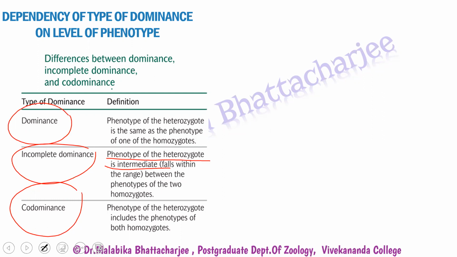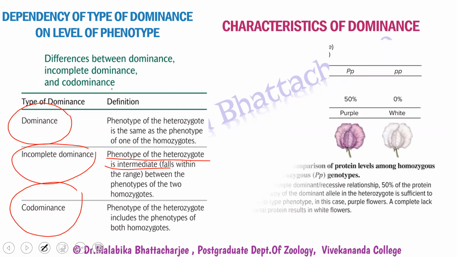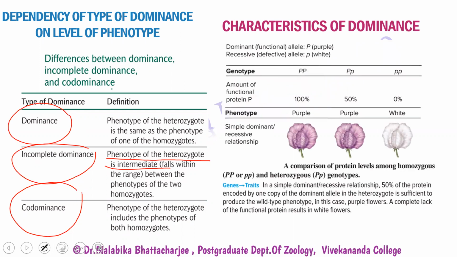In case of codominance, the heterozygote includes the phenotypes of both homozygotes. We'll come to that example. But before that, there is another concept I'd like to give. When we talk about a phenomenon of complete dominance, what do we mean? For example, this is exemplified.